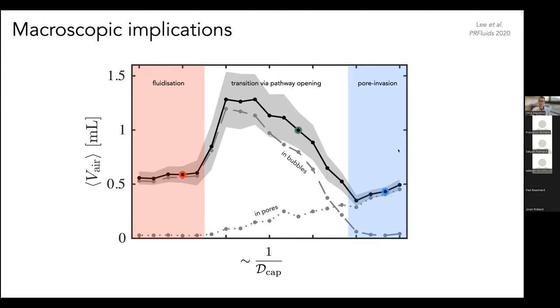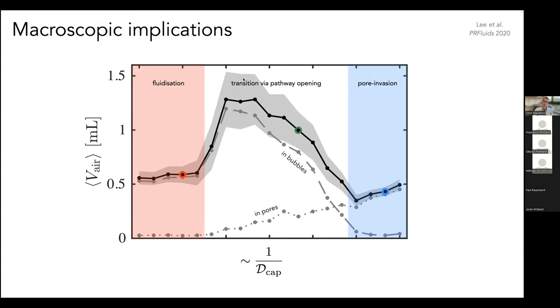And what you see is that in the pore invasion regime, so over here is highly confined. The horizontal axis is the inverse of capillary deformability. When the system is highly confined, we get a certain behavior. And then as we transition from pore invasion to pathway opening, the amount of gas in the flow cell at any given time increases dramatically, by a factor of almost three, and so does the size of the venting events. So here we're getting a fairly small amount of air trapped in the flow cells at any given moment and fairly small fluctuations in the air entrance and expulsion events.